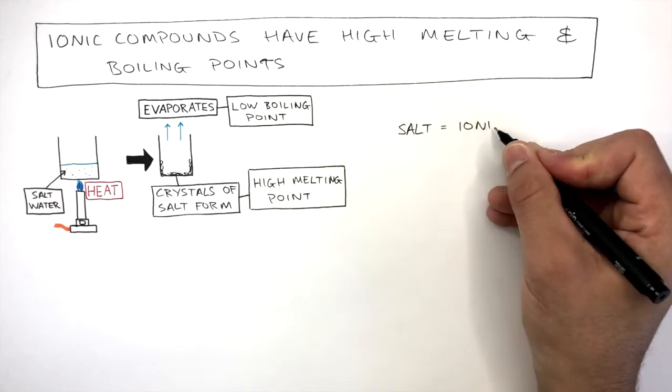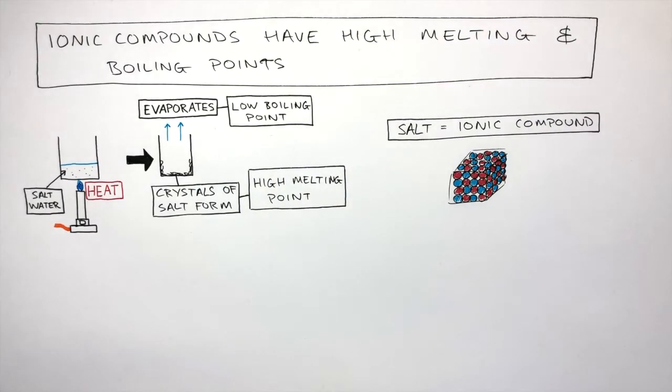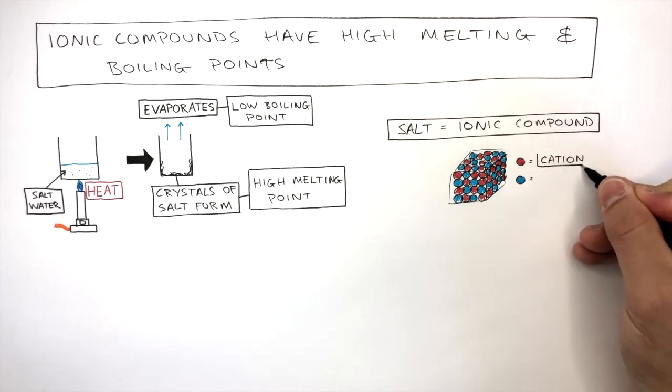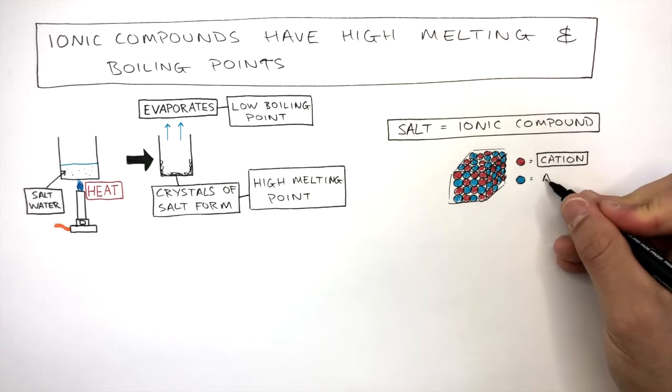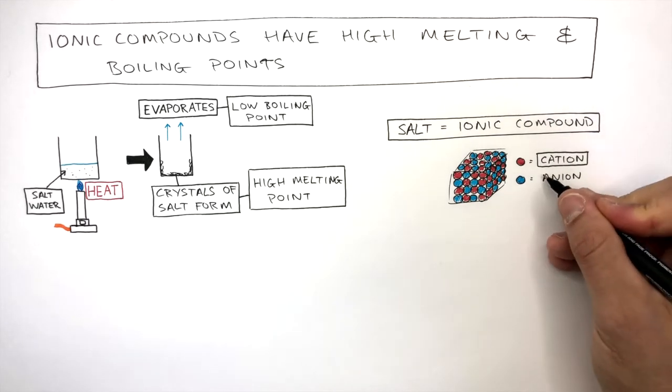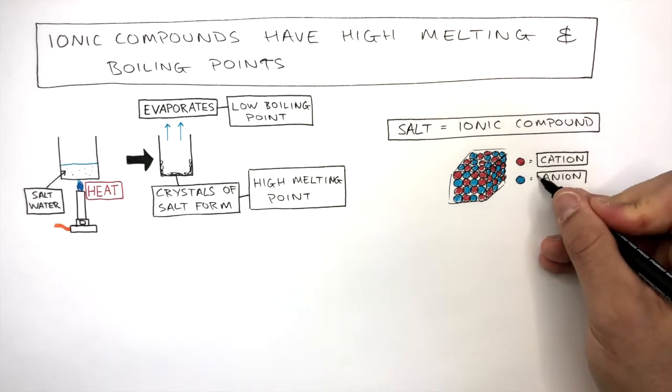So salt is an ionic compound. From previous videos, we've learnt how ionic compounds have a giant ionic lattice structure. In this particle diagram, the red circle represents the cation, which is the positively charged ion, and the blue circle represents the anion, which is the negatively charged ion.